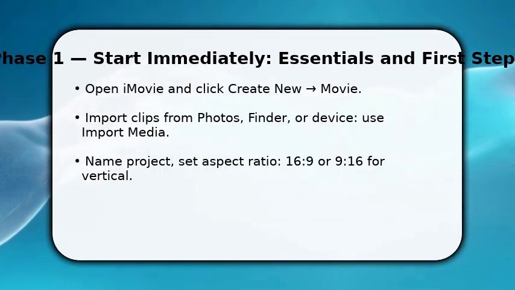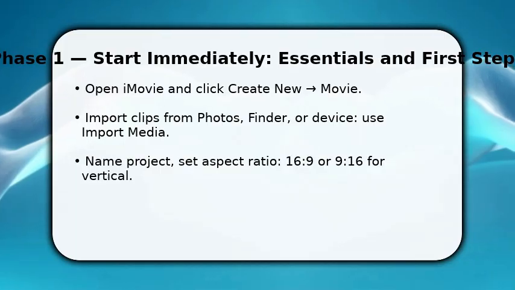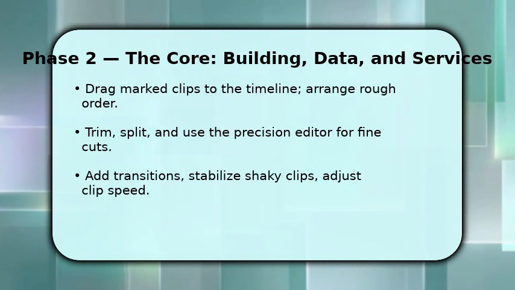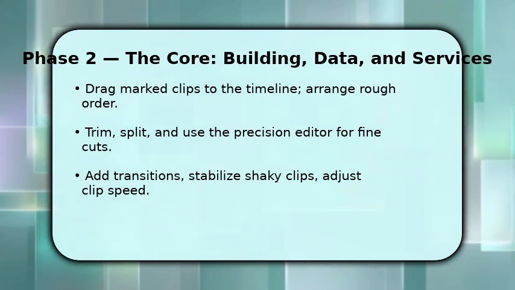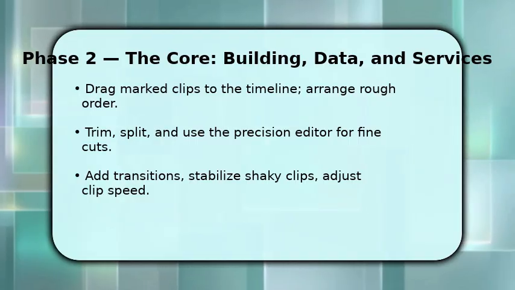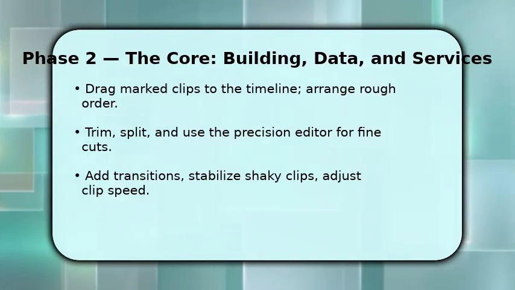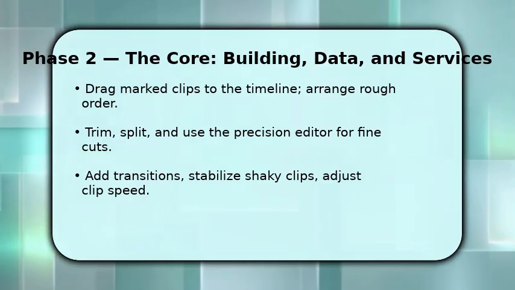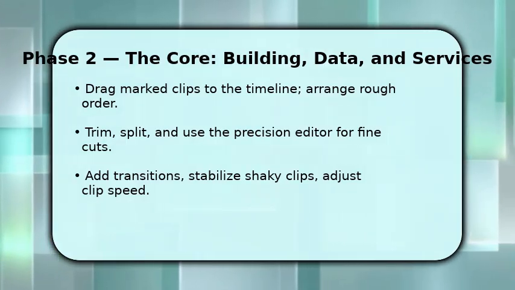Once done, skim clips in the browser and mark in and out points to select usable moments before you add anything to the timeline. Now you're building the story. Drag chosen clips to the timeline and arrange them in your intended sequence. Trim by dragging edges, split with Command+B, and use the precision editor for frame-accurate cuts. This gives you tight pacing.